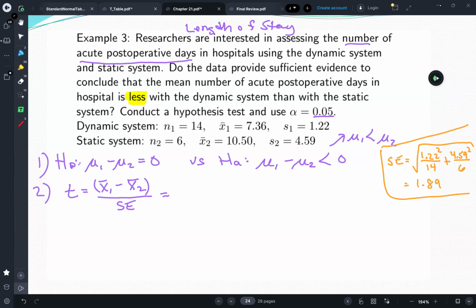So the difference is 7.36 subtract 10.50, divided by 1.89. So I'm going to get that difference: 7.36 subtract 10.5, divided by 1.89. I get negative 1.66. Now I need to get a p-value range from my t-table, and so I need to know how many degrees of freedom.